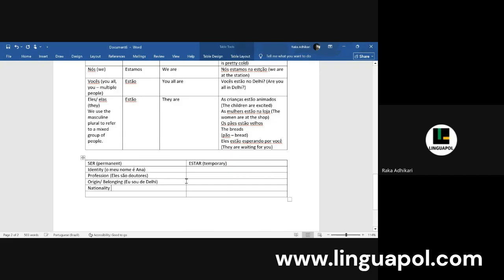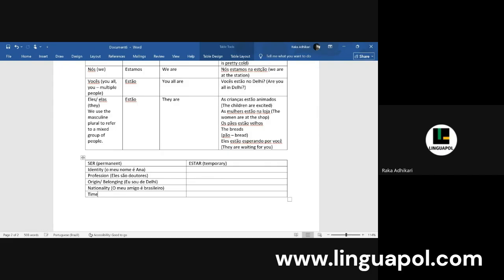Whereas in nationality, for example, you say, o meu amigo é brasileiro. My friend is Brazilian. O meu amigo. Meu means my. Amigo means friend. My friend is Brazilian. So we are talking about nationality. We are using the ser verb.